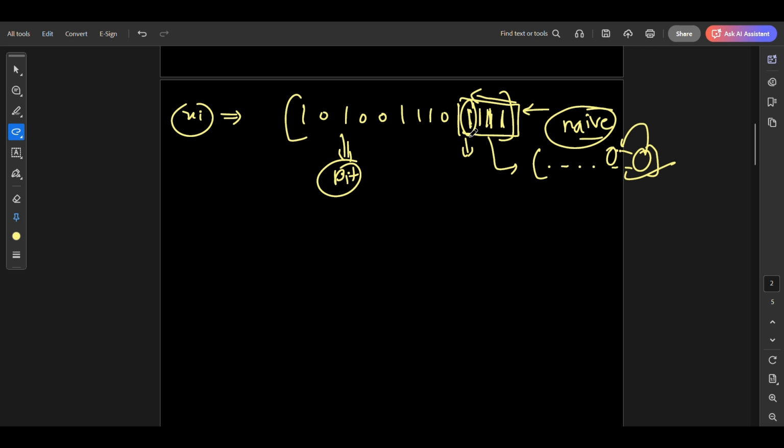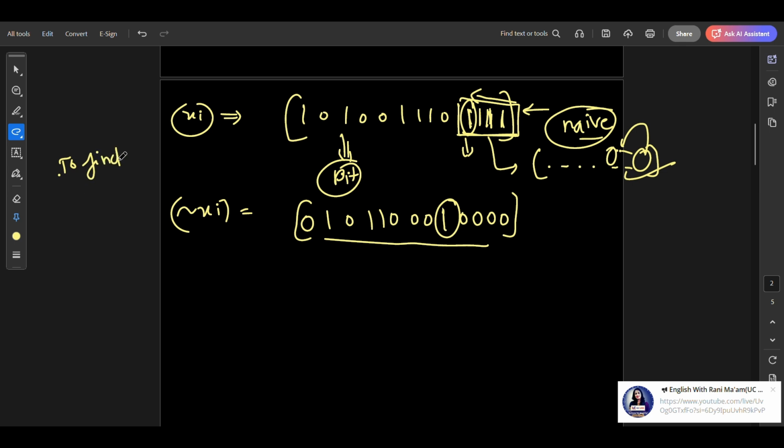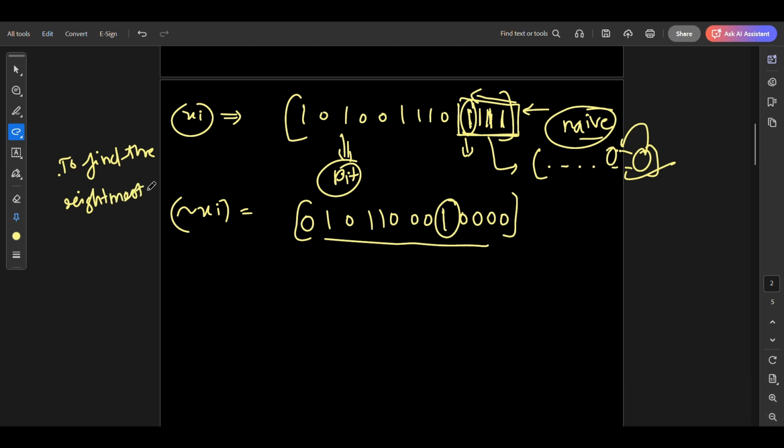If you can see clearly, we can't find this part directly, but let's say if I take the value as minus xi, then it will be 0 1 0 1 1 0 0 0 1 0 0 0 0. Yep. And somehow I can find the rightmost set bit of any number. If you know how to find the rightmost set bit, okay. We have to find the code for finding the rightmost set bit.